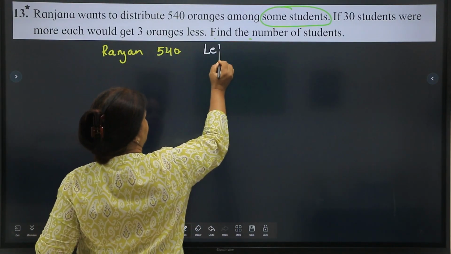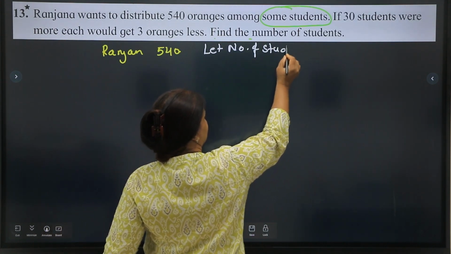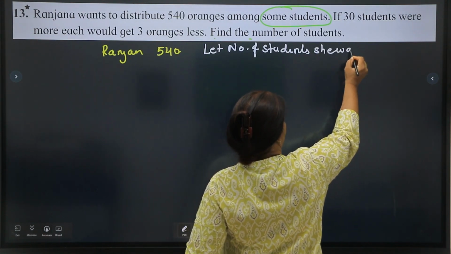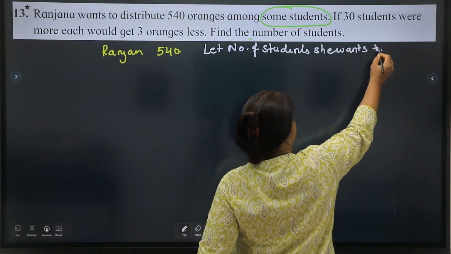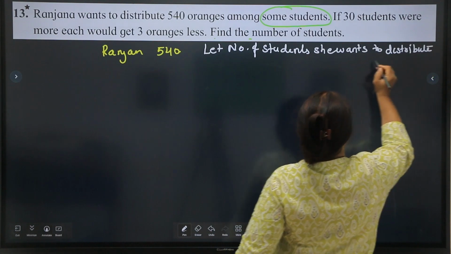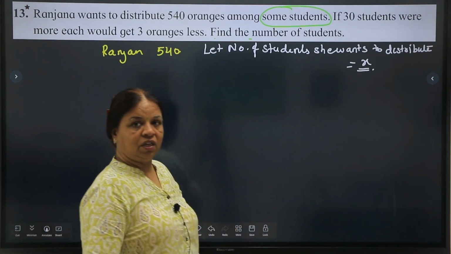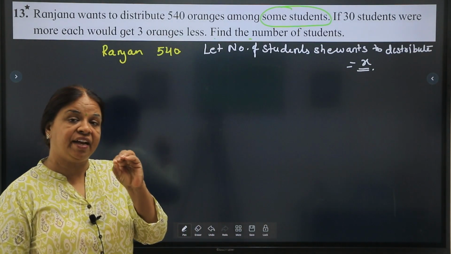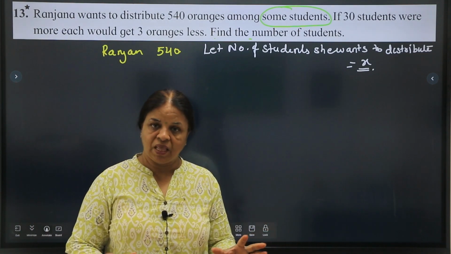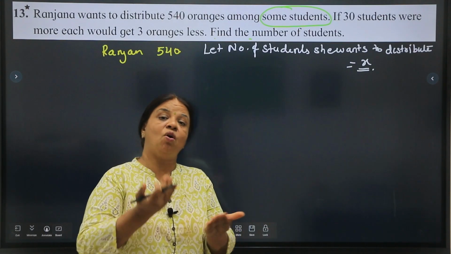So x is the number of students among whom she wants to distribute the 540 oranges. The total number of oranges is 540 and the total number of students is x. So each one will get how many oranges?